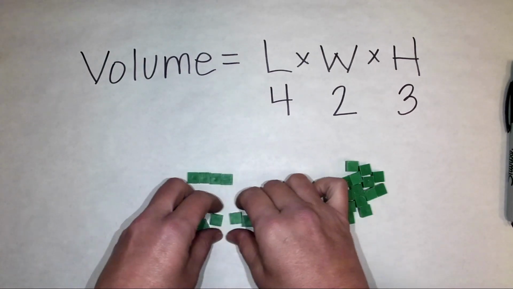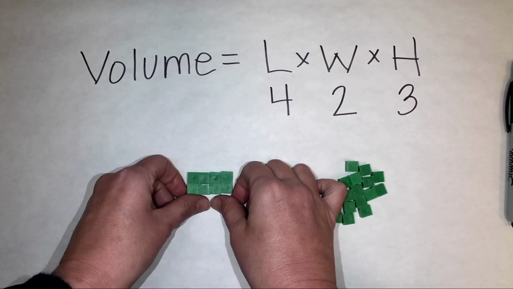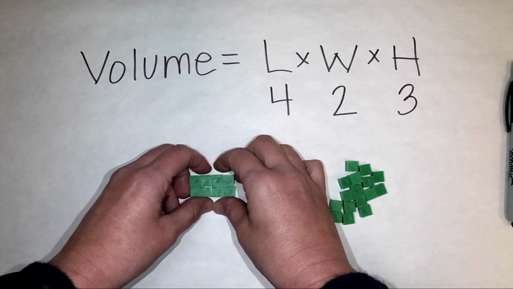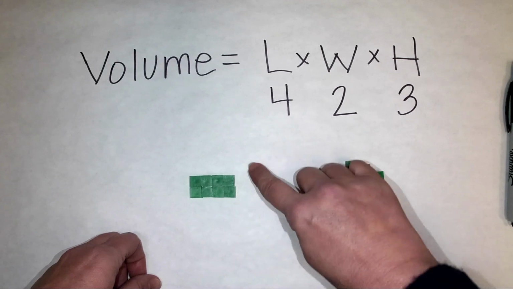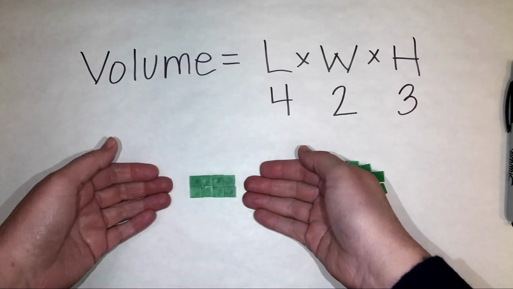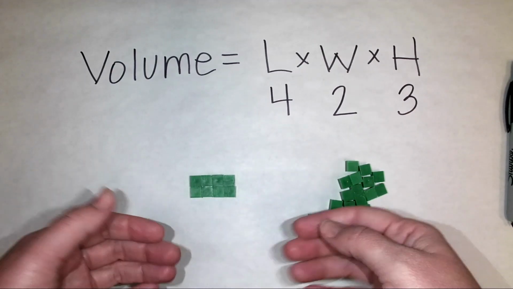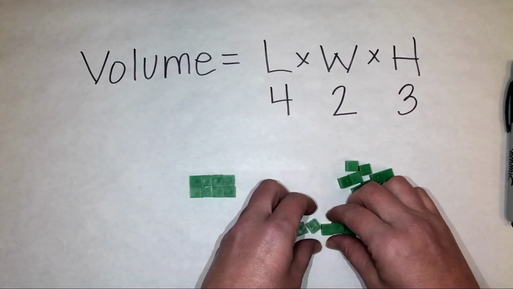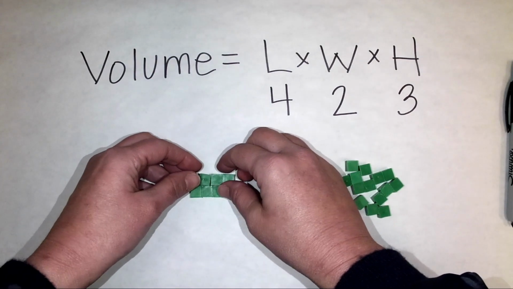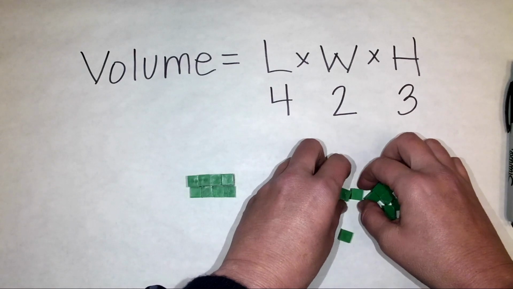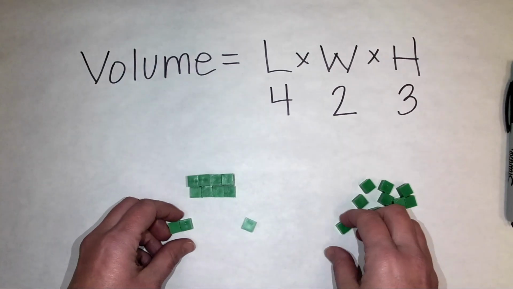But then this has a width of 2. So I'm going to go ahead and bring in another row of 4. So now I have a length of 4 and a width of 2. Now I'm going to build height. This is going to be a little hard for you to see, but I'm going to go ahead and build one layer on top. So that would mean that I now have a height of 2.